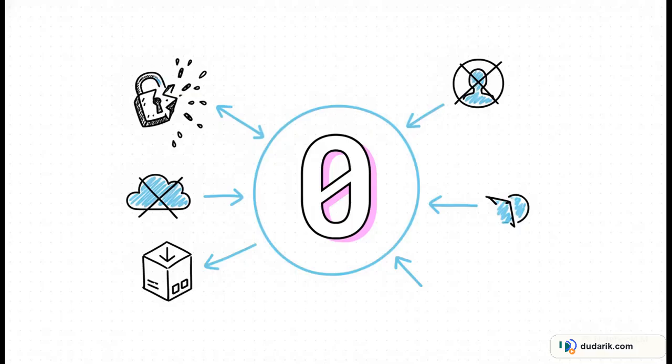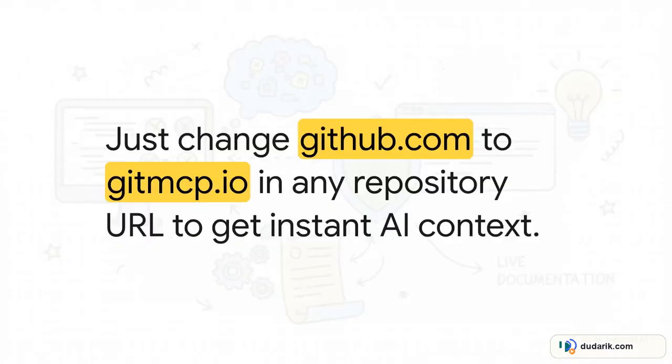And this number right here, this is one of the best features, 0. As in 0 setup. You don't have to download a thing, you don't have to install a package, you don't even have to sign up for an account. It's designed to be completely frictionless. And using it is, well, it's so simple it's almost funny. You just take the URL of a GitHub repo and you swap github.com for getmcp.io. That's it. Seriously, that new URL is now a live documentation source for your AI.